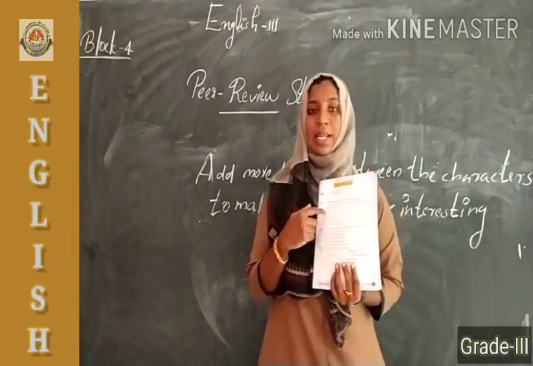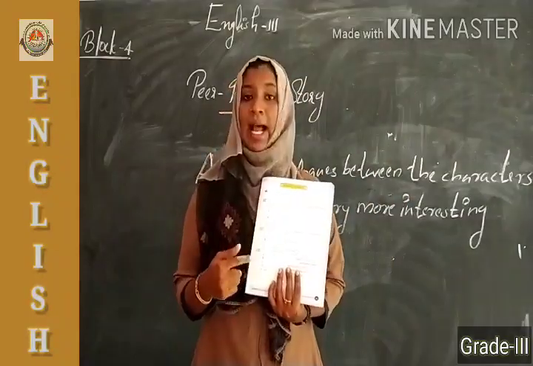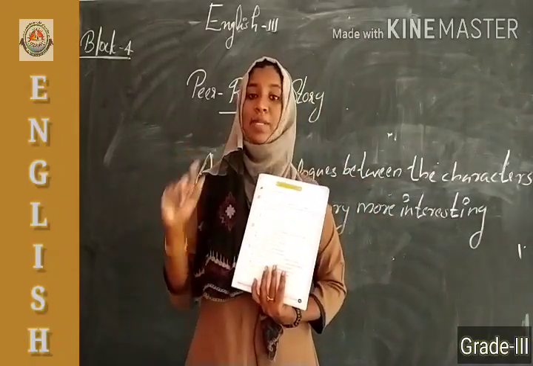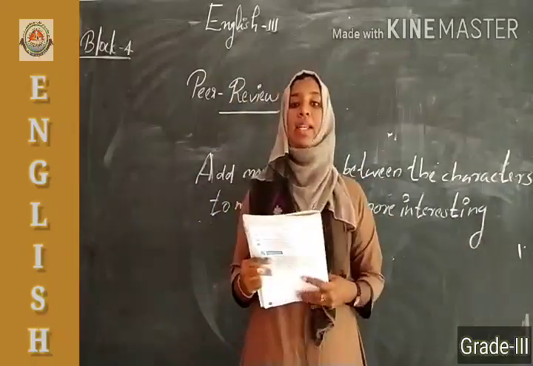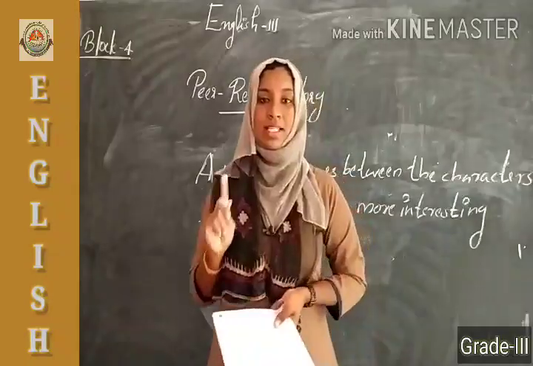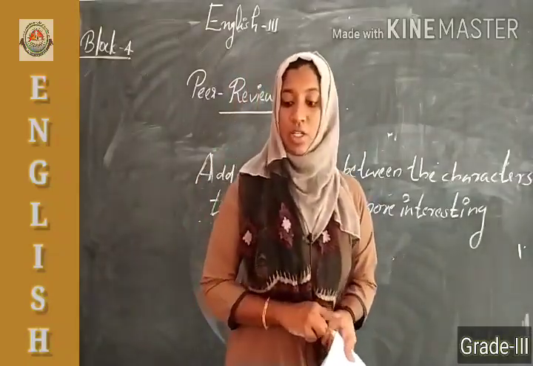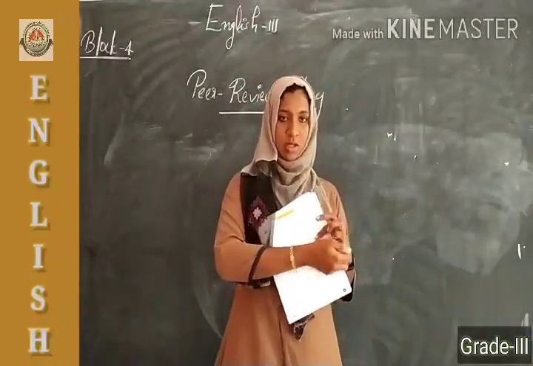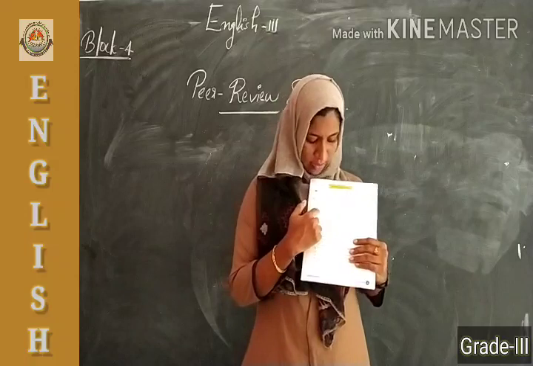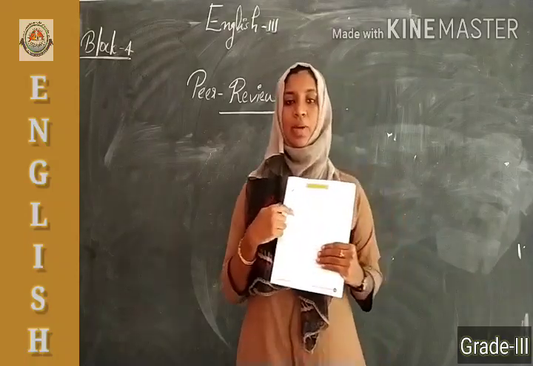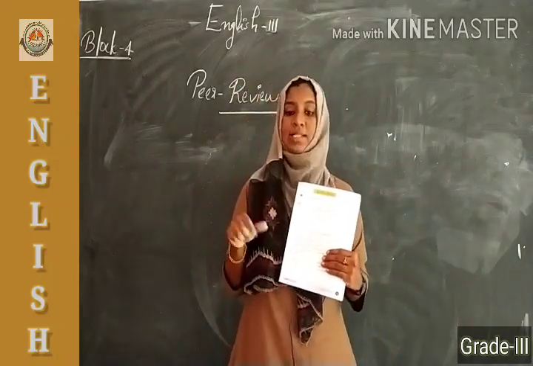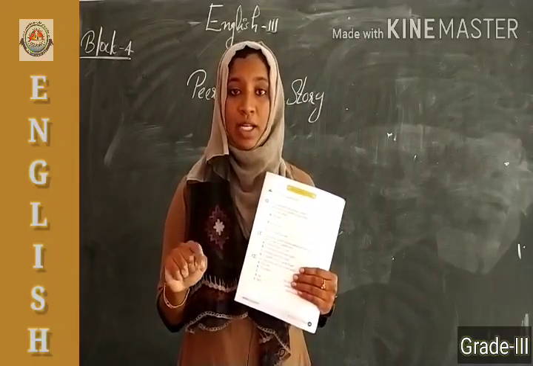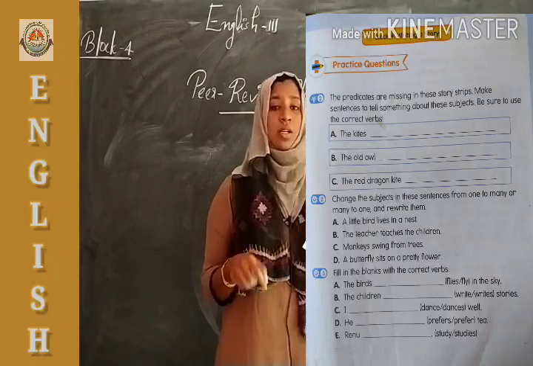Here you can see question number A, the kites, and here the predicate, or the telling part, is missing. We already know that the kites is a plural word. In the first question, A, you can see the kites, which means the kites is a singular or plural word? Yes, it is a plural word.